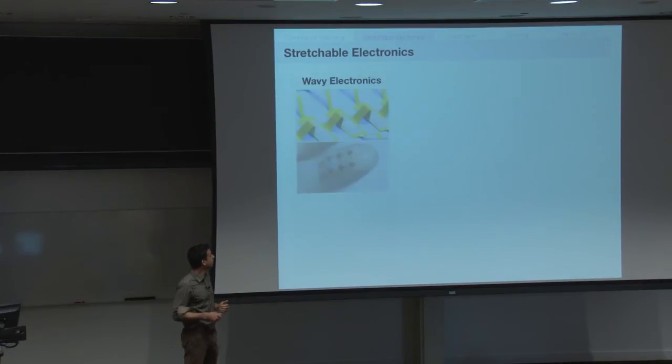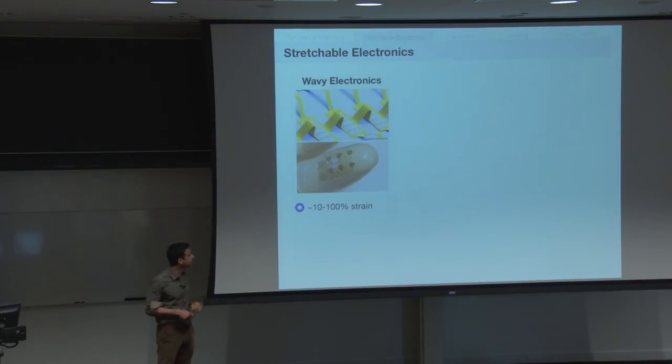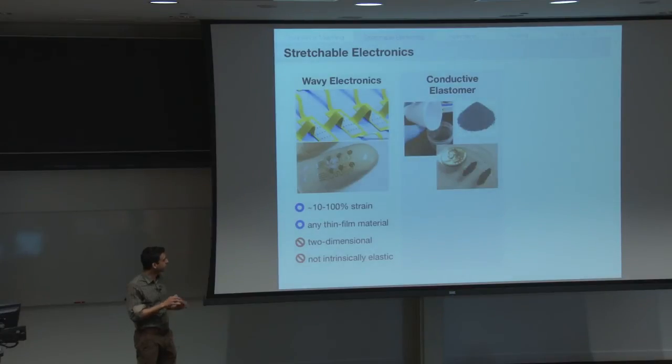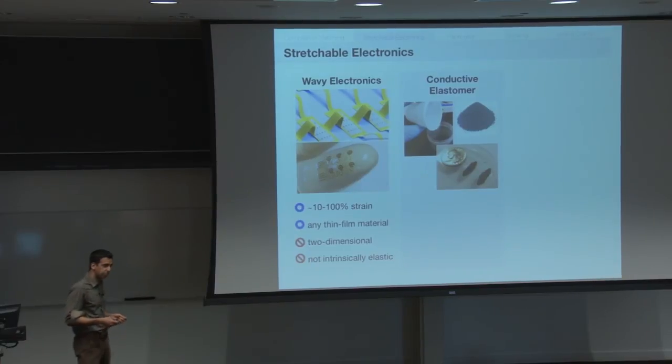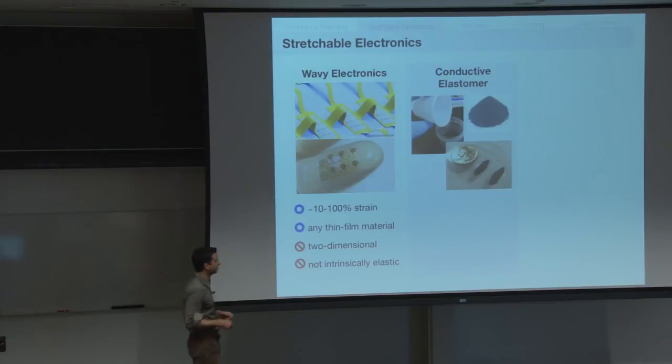There's already been some work in this field. This is work largely out of the University of Illinois, UIUC, and also Northwestern University. This approach to stretchable electronics was pioneered out of Princeton about 10 years ago, where you get stretchable functionality with very thin films of metal foils and semiconductors. Another paradigm, also fairly mature at this point, is stretchability using conductive elastomers.